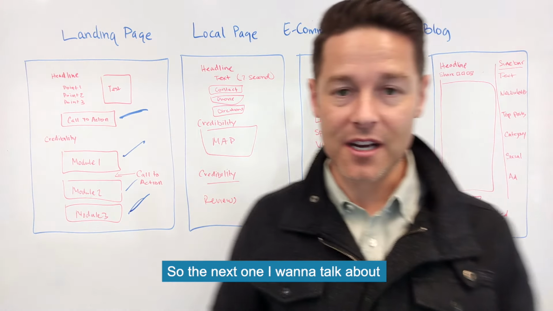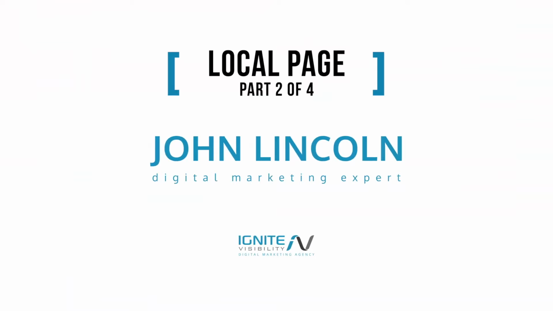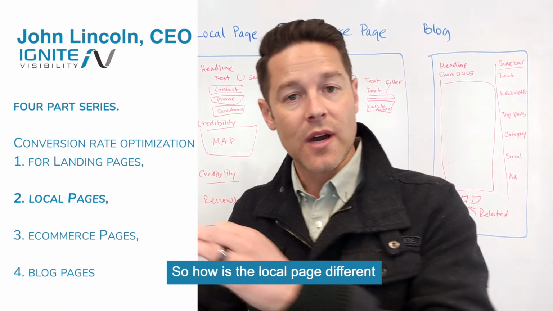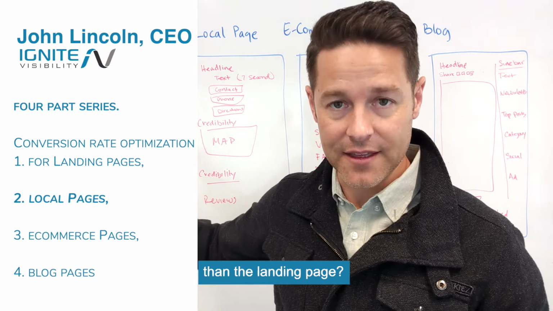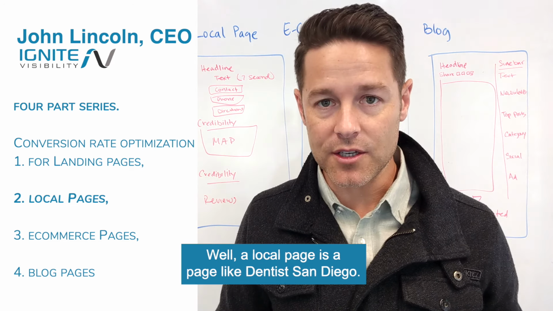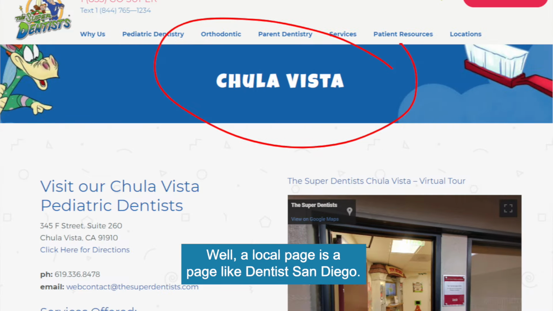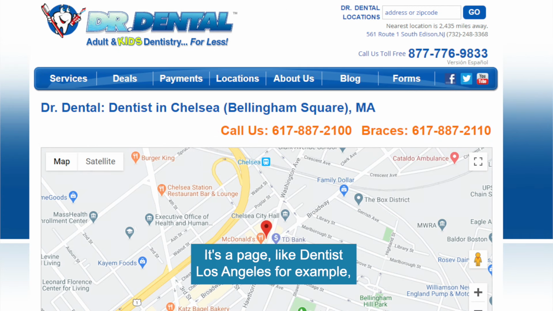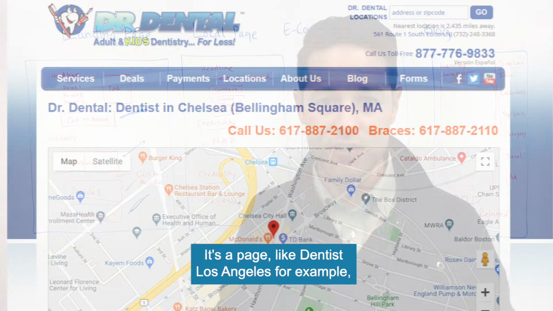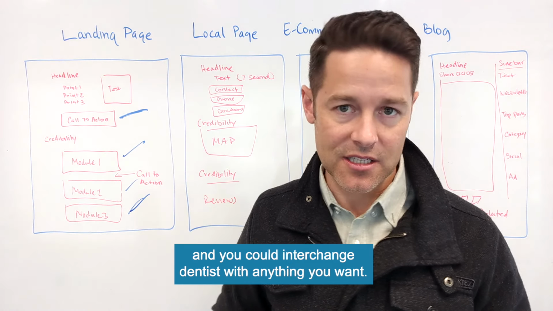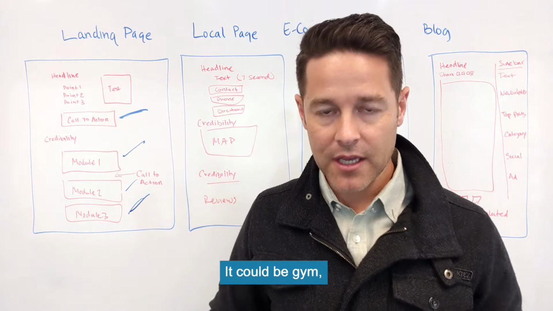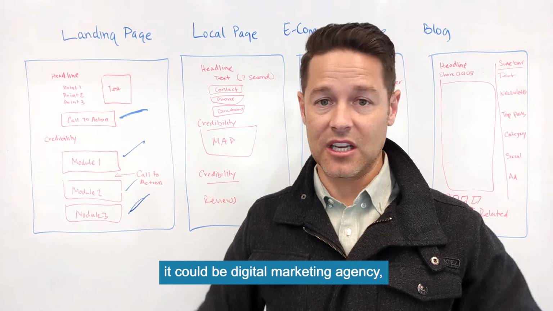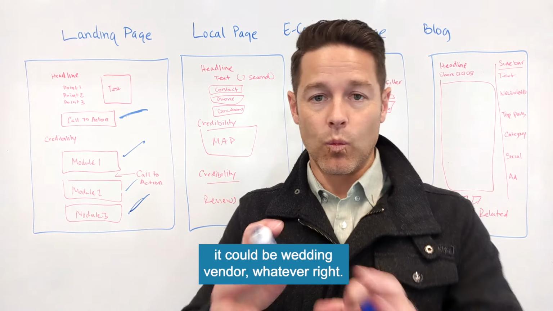So the next one I want to talk about is the local page. So how is the local page different than the landing page? Well, a local page is a page like Dentist San Diego. It's a page like Dentist Boston. It's a page like Dentist Los Angeles, for example. And you could interchange dentist with anything you want. It could be gym, it could be digital marketing agency, it could be wedding vendor, whatever, right?